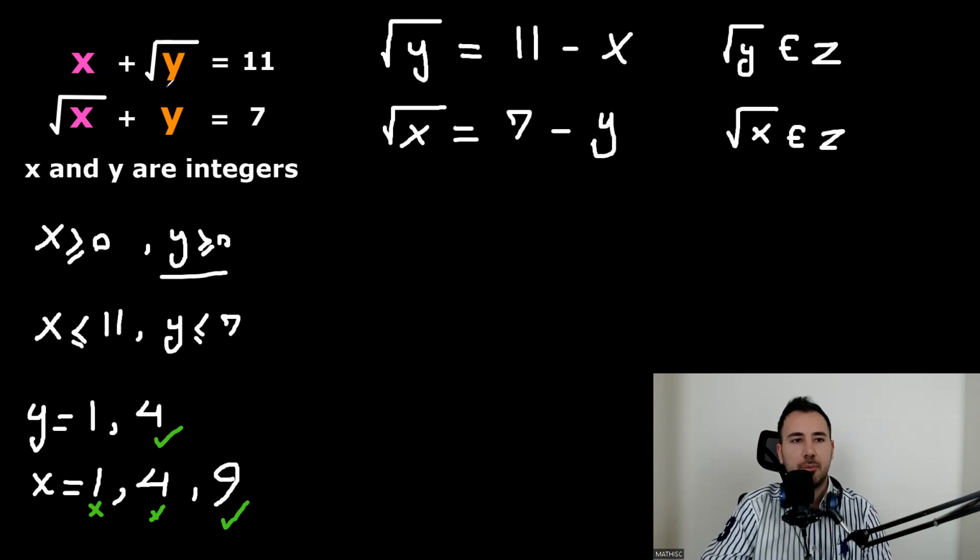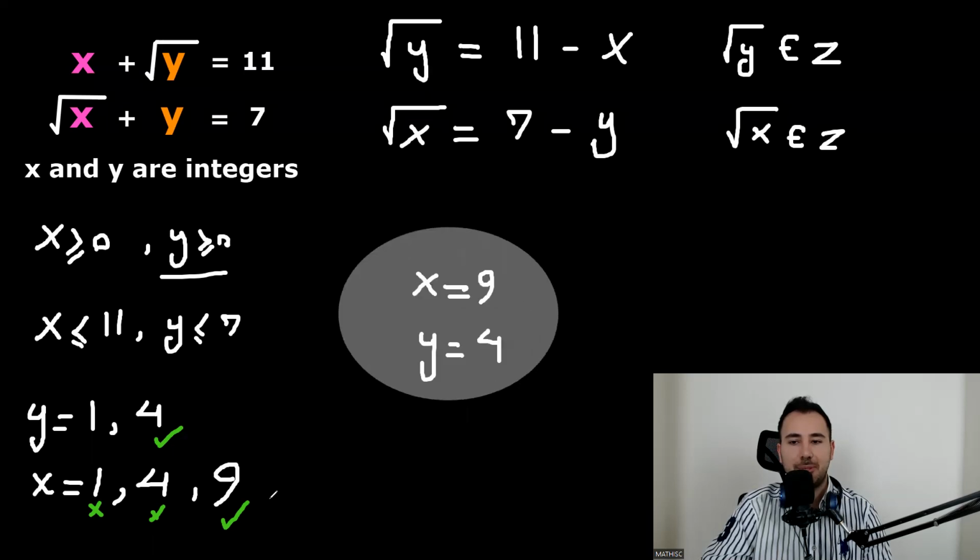Let's also try the other one. It's not going to work, but if y is 1, we didn't try this. This is supposed to be 6, so x would be 36. Not going to work. So we narrowed down all the options to these two. So I'm going to write them. X would be 9. Okay. Y would be 4.